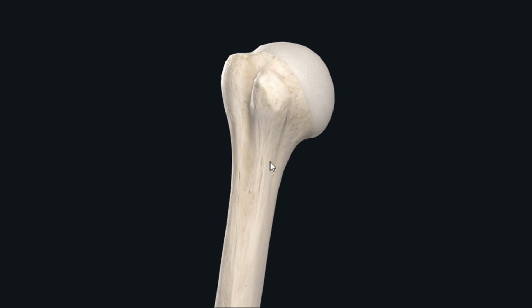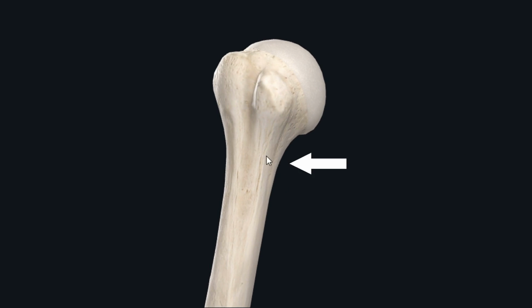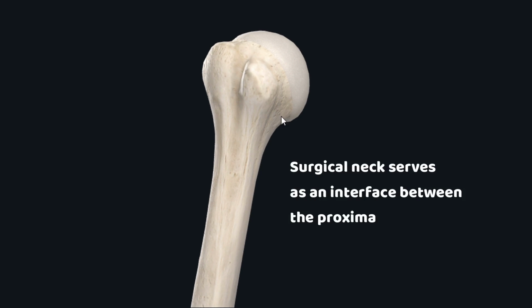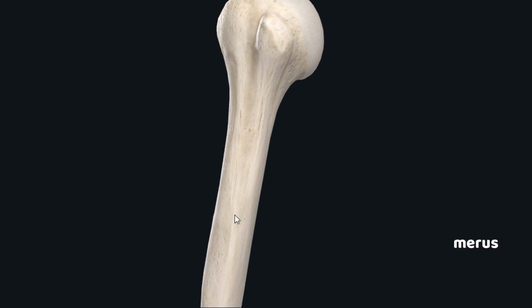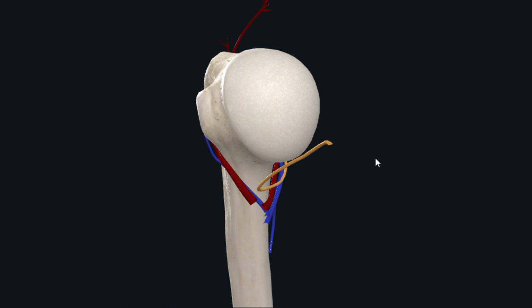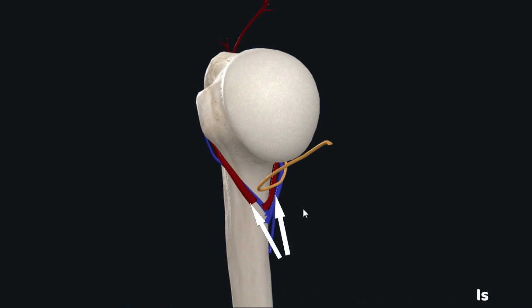Now the surgical neck is this constricted area immediately inferior to the greater and lesser tubercles. It serves as an interface between the proximal extremity and the shaft of the humerus. The surgical neck has important relations with the axillary nerve and with the anterior and posterior circumflex humeral vessels. So fractures of the surgical neck can somehow damage these structures.